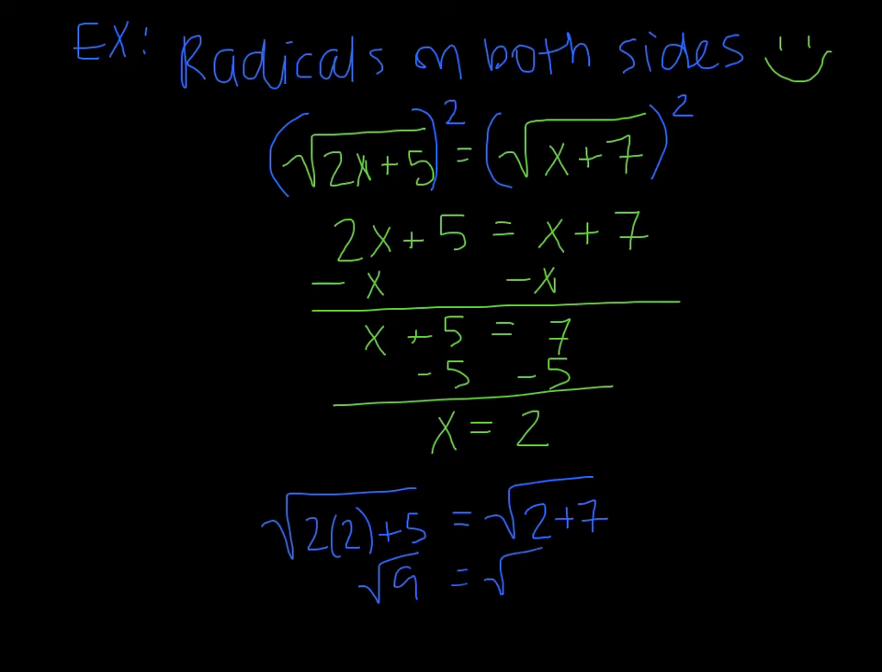And that's a check. What you're going to be looking for when you check these is that you cannot have a negative underneath the radical. You want to watch out for that. Then you want to watch out that you don't have a square root that's going to be equal to a negative number. And I have an example of those both coming up. This is a straightforward example of how you solve something that has radicals on both sides.